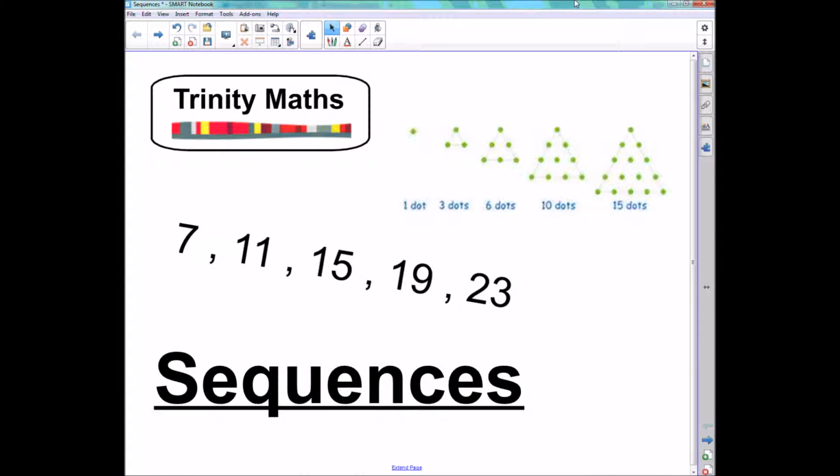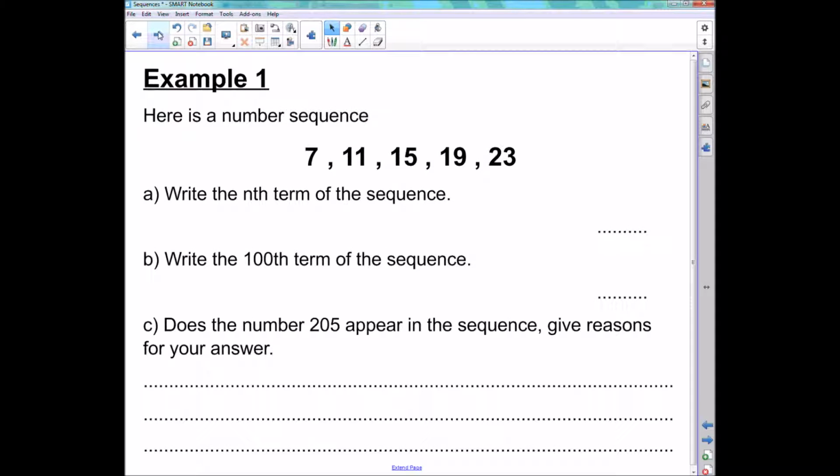This video is going to be on sequences and their nth term rules. So looking at this first example, I have got a number sequence, 7, 11, 15, 19 and 23. And what it's asking me to do is to write the nth term of this sequence.